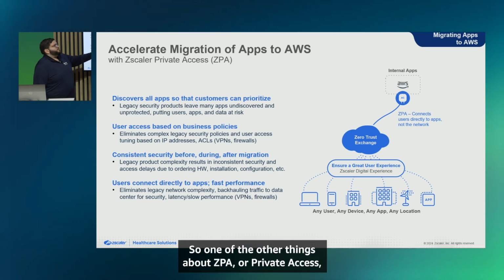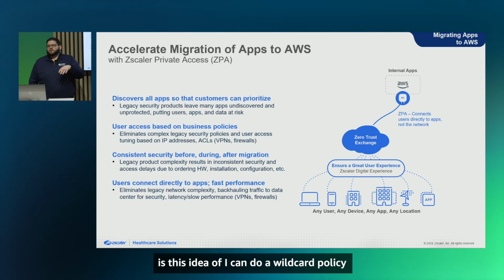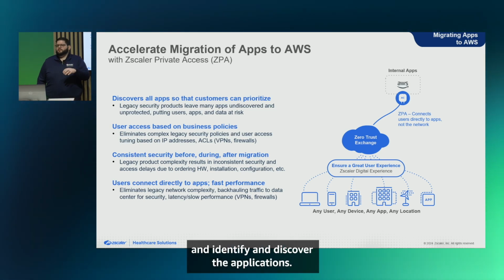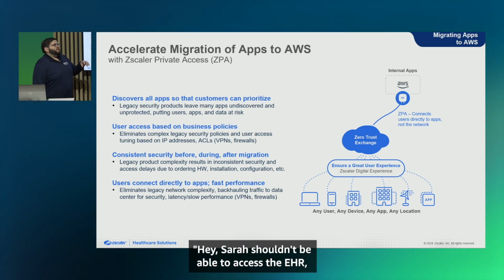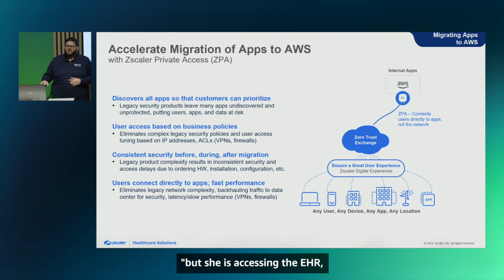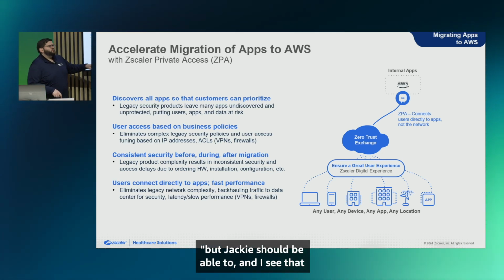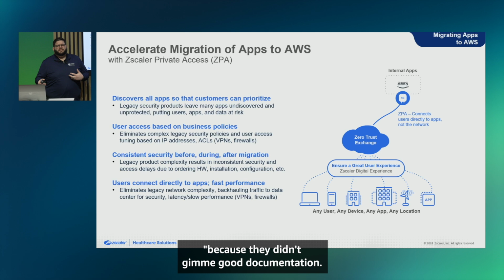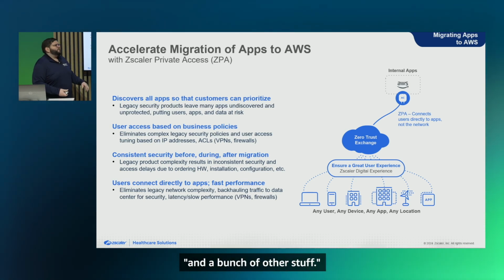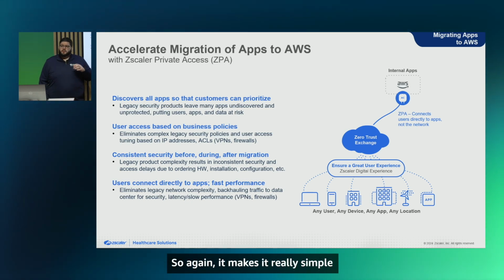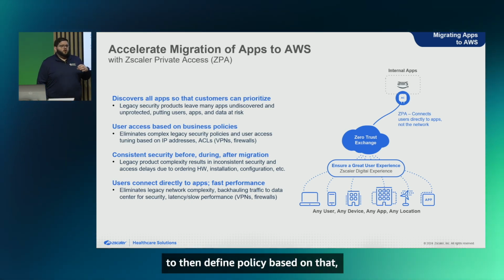One of the other things about ZPA, or Private Access, is that I can do a wildcard policy and identify and discover the applications. So you can then securely say, hey, Sarah shouldn't be able to access the EHR, but she is accessing the EHR. But Jackie should be able to, and I see that because they didn't give me good documentation. They're using port 4030 and maybe 443 and a bunch of other stuff. Again, it makes it really simple to then define policy based on that.